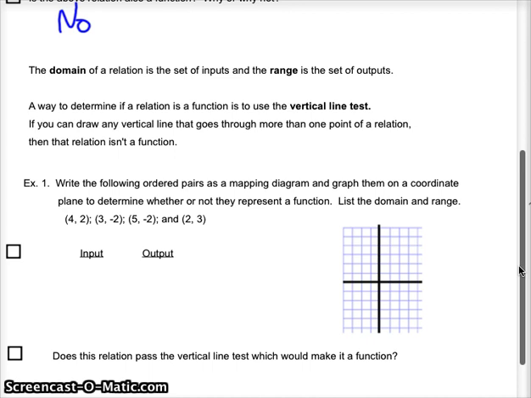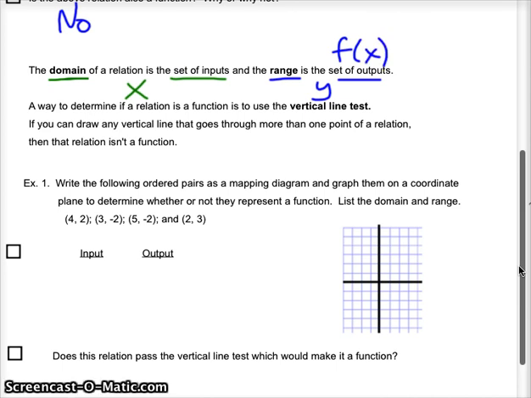The domain of a relation is a set of inputs, and the range is the set of outputs. So the domain, or the set of inputs, again, is talking about your x values. Your range, or set of outputs, those are going to be your y values, or f of x.